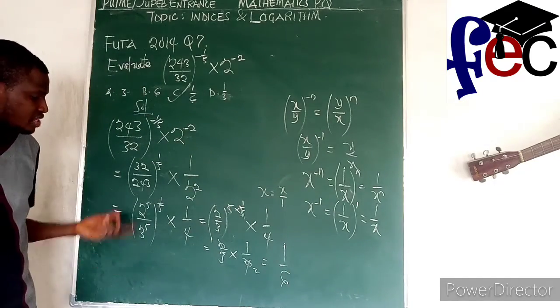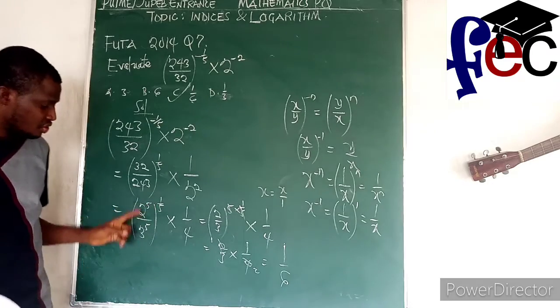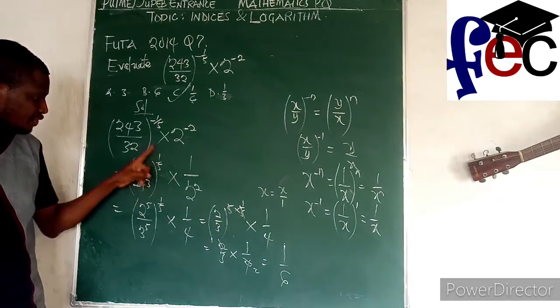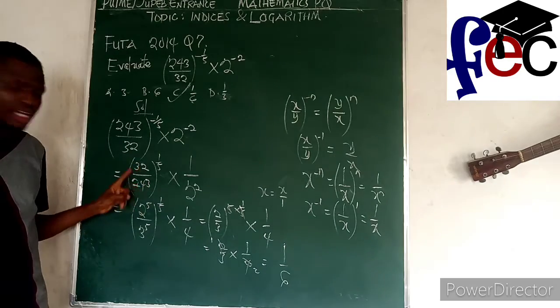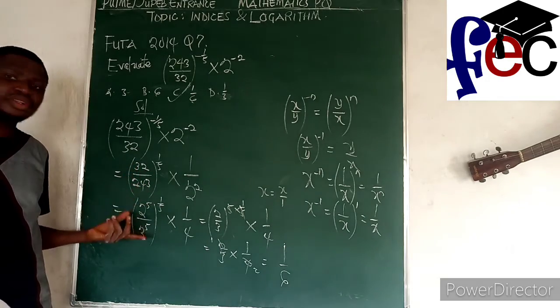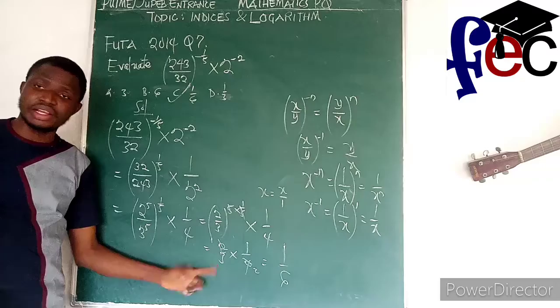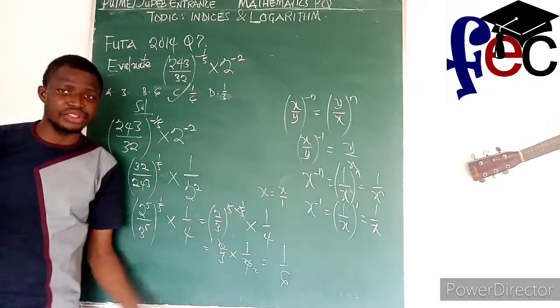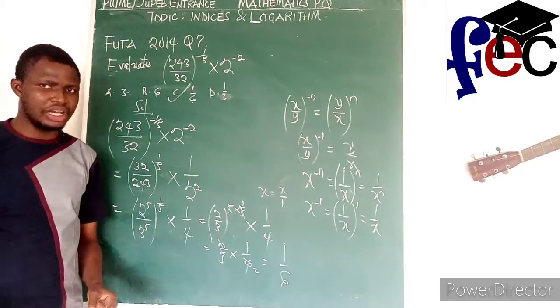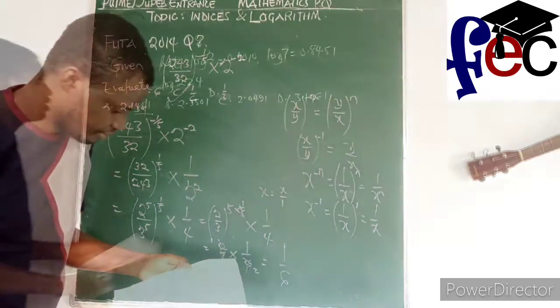If you are good at taking roots, do you know that this thing from here means 5th root of this? So if you take the 5th root of 32 over 243, you will just directly get 2 over 3. If you don't want to go through all this process, you get the same result. I hope that's clear. Okay, all right.